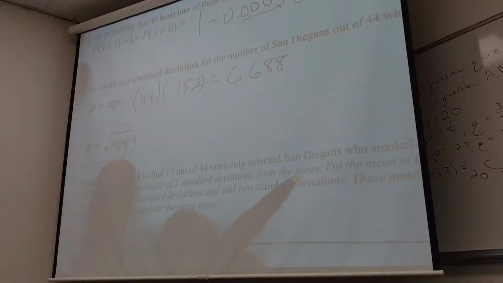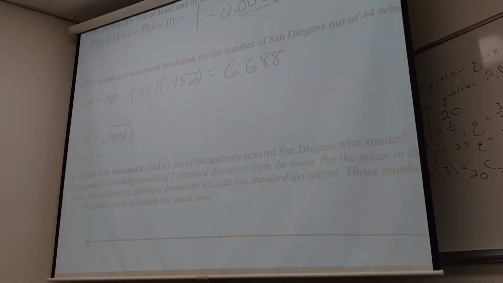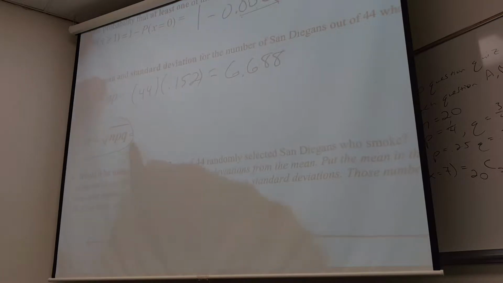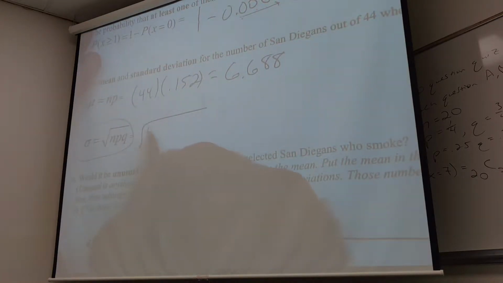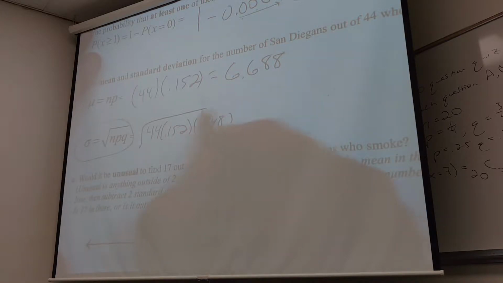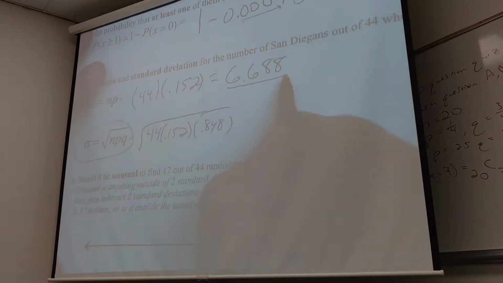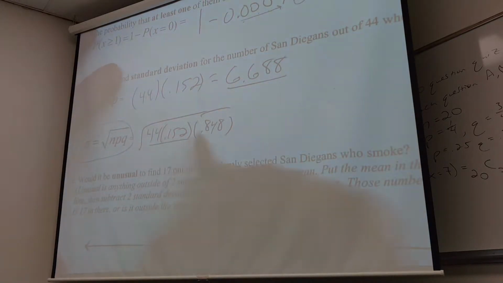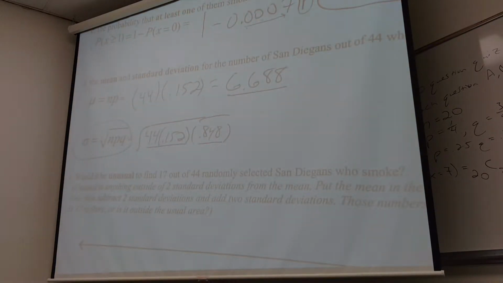So, this is the standard deviation for NPQ problems, or binomial problems. I call them NPQ because the most important things to figure out are N, P, and Q. Square root of NPQ, so it'd be the square root of 44 times 0.152 times 0.848. Some of you might realize that you just did N times P, so you just multiply that by Q and then take a square root. It's a quicker way to do it in the calculator.